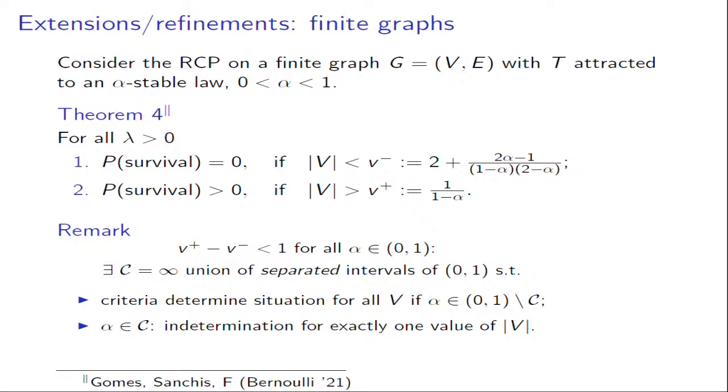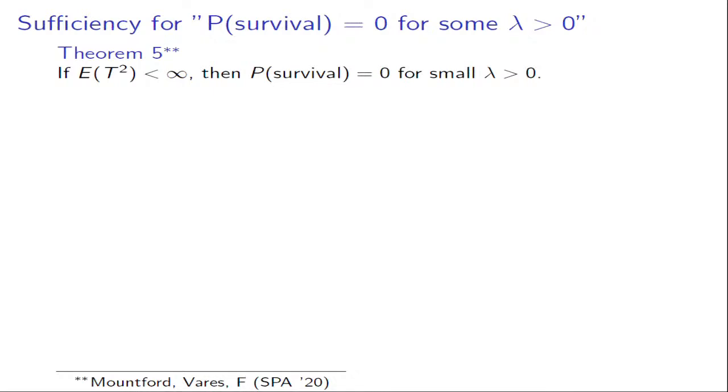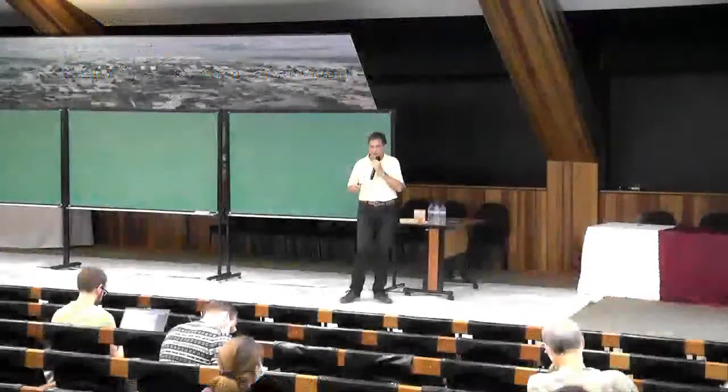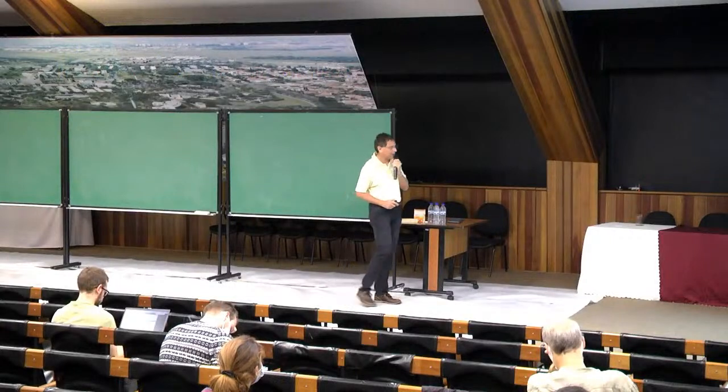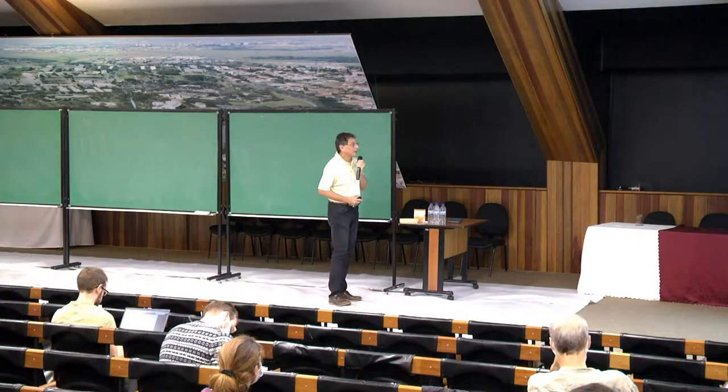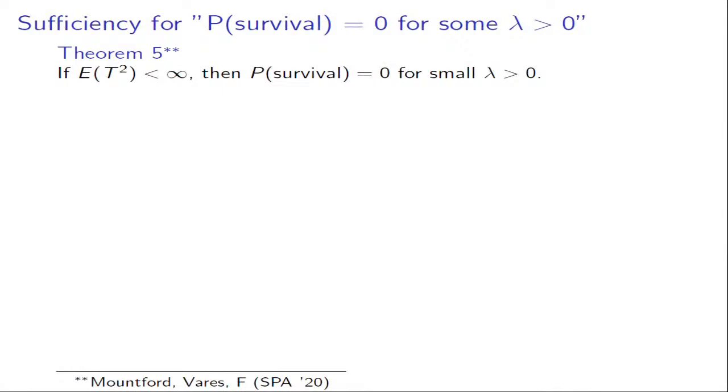Okay, so yeah, we don't have anything about the possibly exceptional case. So let us now move to conditions for having probability of survival being 0 for some positive lambda. So far, except for this last result, we always had the situation that we have survival for every lambda positive.